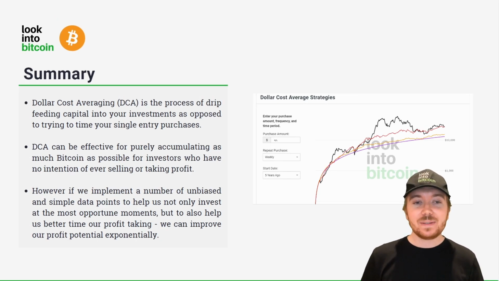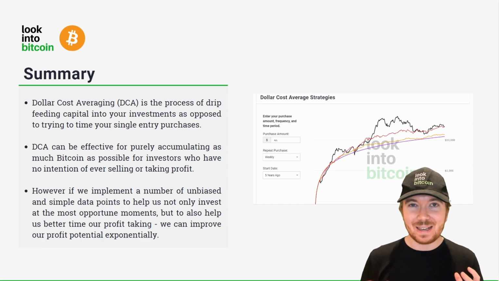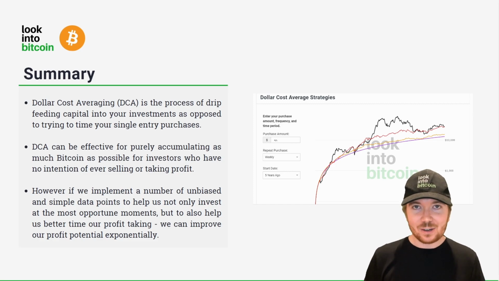However, like we've seen, if we implement a number of unbiased and simple data points to help us not only invest at the most opportune moments, but to also help us better time our profit taking, as well as implementing some compounding with those realized profits, we can improve our profit potential exponentially. And like I said, this was one of the quickest, most simple, easy to implement methods of accumulation and distribution I could come up with.